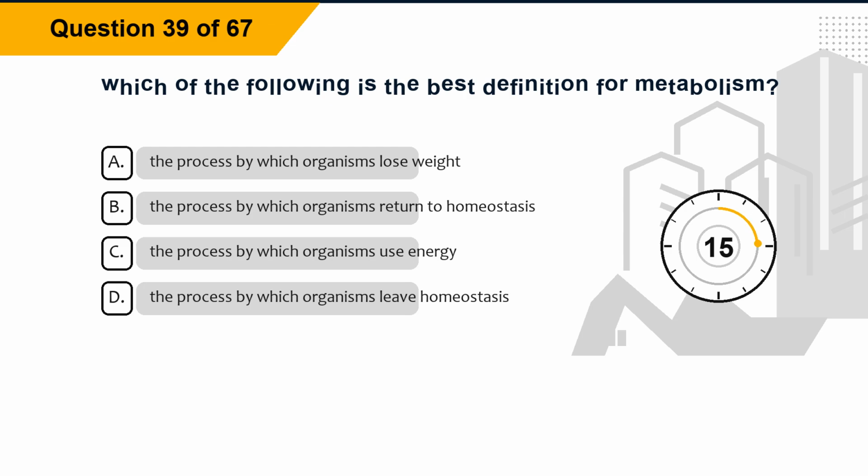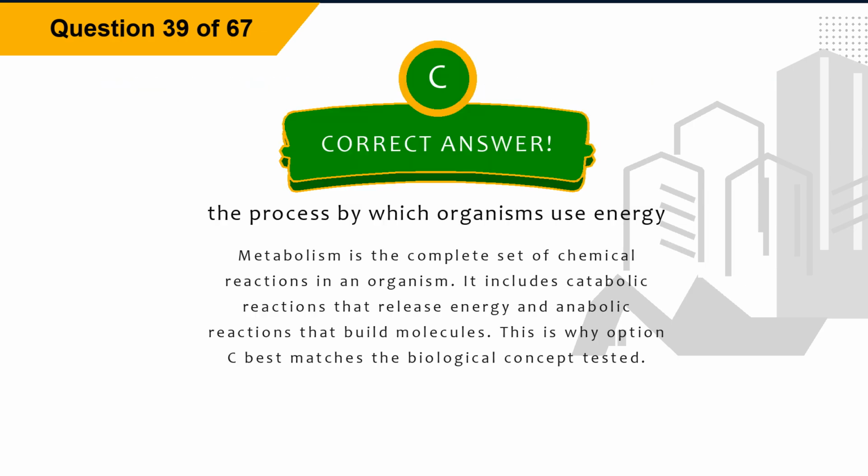Option A, the process by which organisms lose weight. Option B, the process by which organisms return to homeostasis. Option C, the process by which organisms use energy. Option D, the process by which organisms leave homeostasis. The correct answer is option C, the process by which organisms use energy.